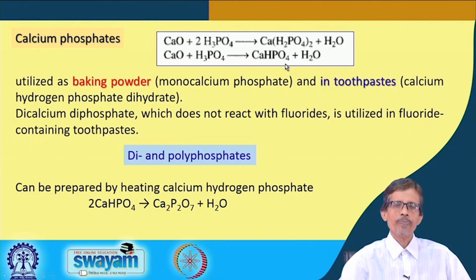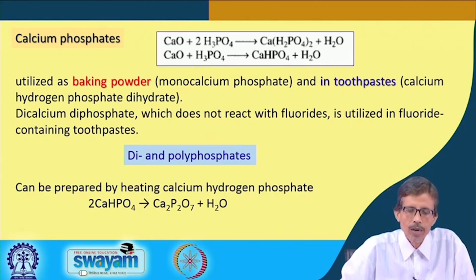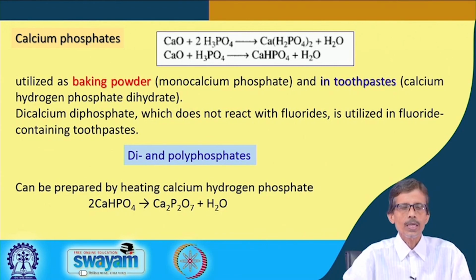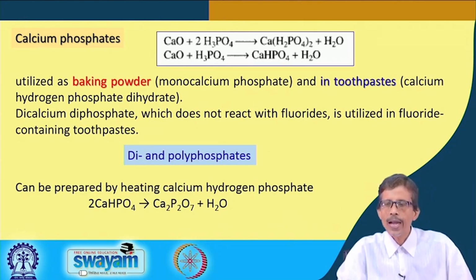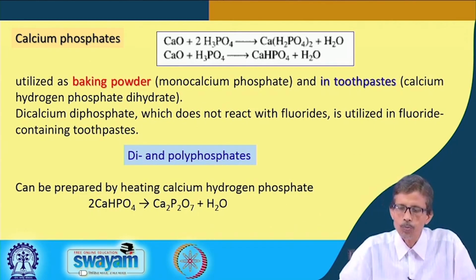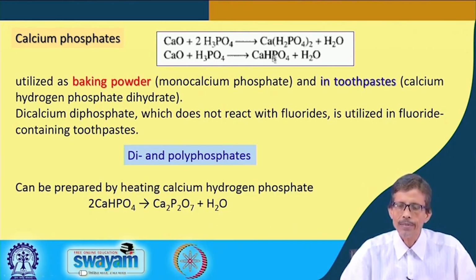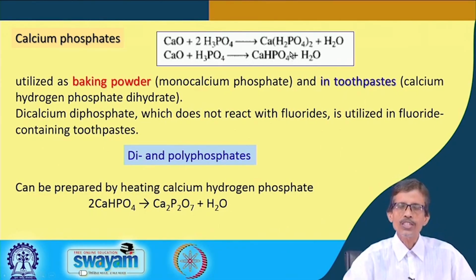phosphate in our hand. So this particular calcium phosphate, like our tetrapotassium diphosphate salt, is useful in the form of a baking powder, because one of the constituents of the baking powder is monocalcium phosphate or CaHPO4. And also in toothpaste, we use calcium hydrogen phosphate dihydrate. So, calcium hydrogen phosphate and its dihydrate, like that of our gypsum.